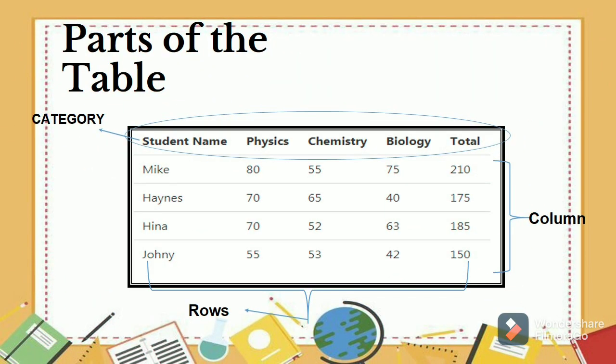Here are the parts of the table. The first one is the category. Inside the category are the student names and the names of the subjects. The second part of the table is the column, which is the vertical line of the table. And the last part of the table is the rows, which are the horizontal lines.